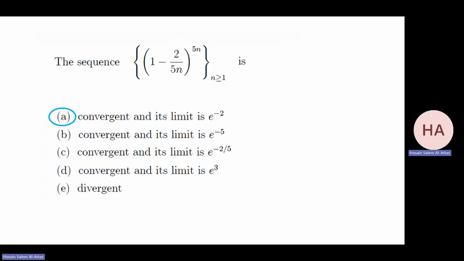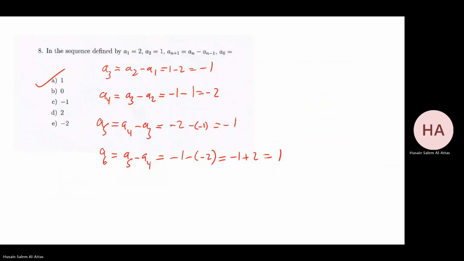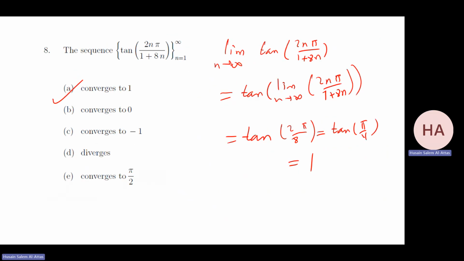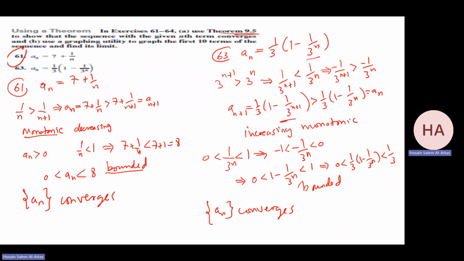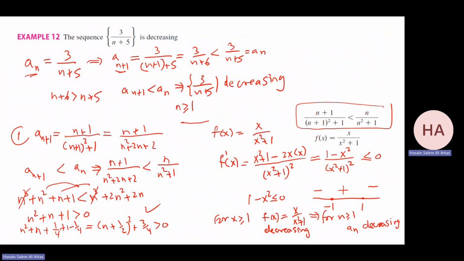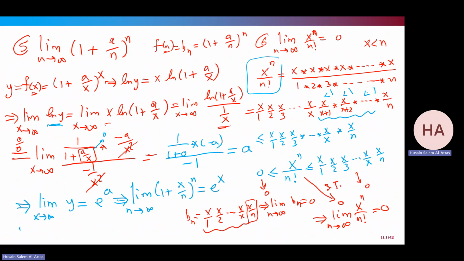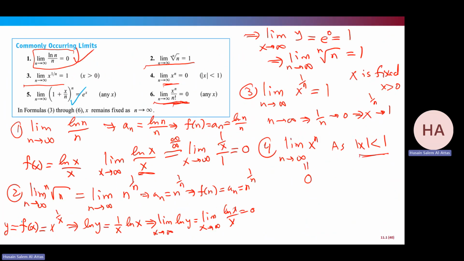Okay, now this sequence. I need to find this limit as n goes to infinity of (1 minus 2 over 5n) to the power 5n. Okay. Yeah, if you remember, either I do it with the power and using L'Hopital's rule, or I can use these formulas. Sometimes they will help. Remember the formulas.